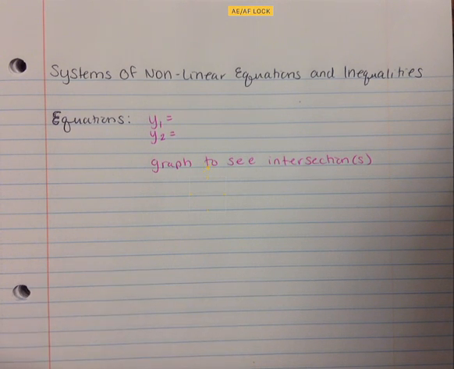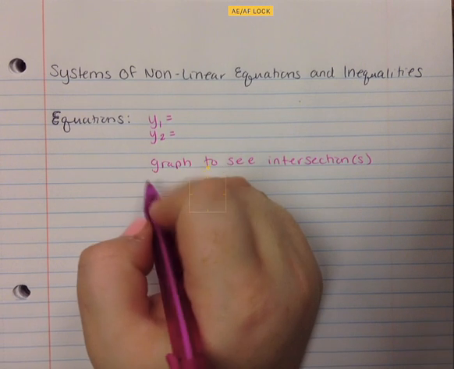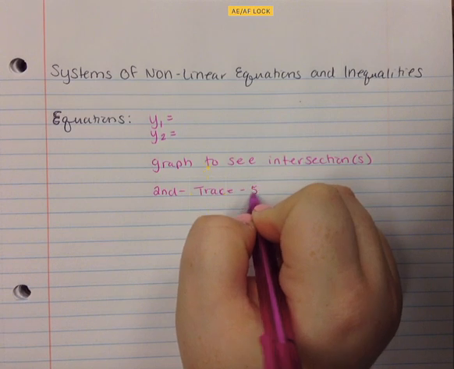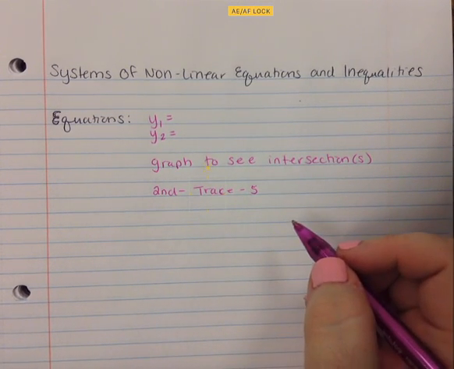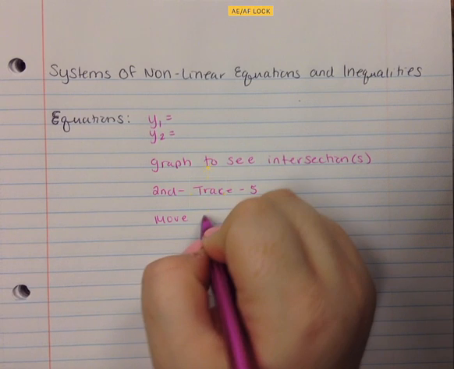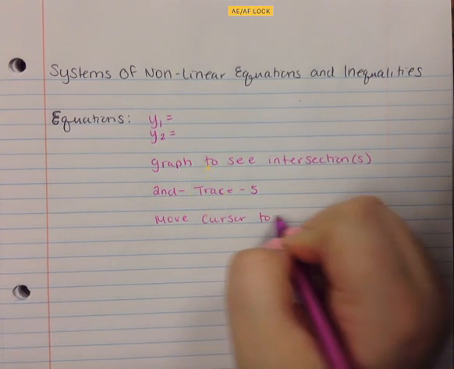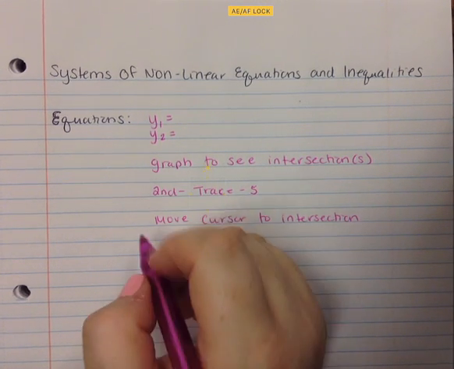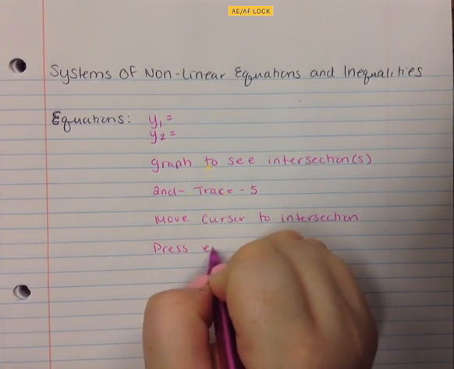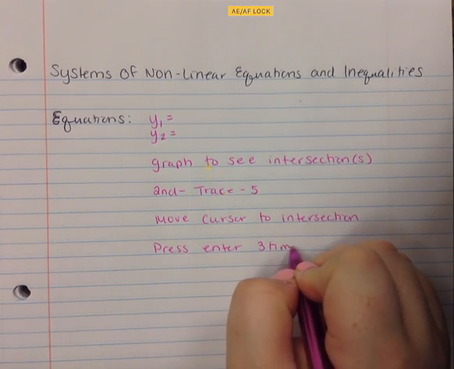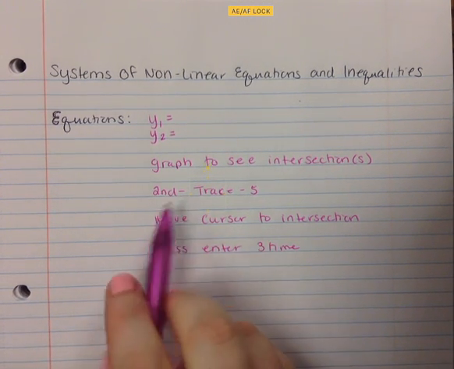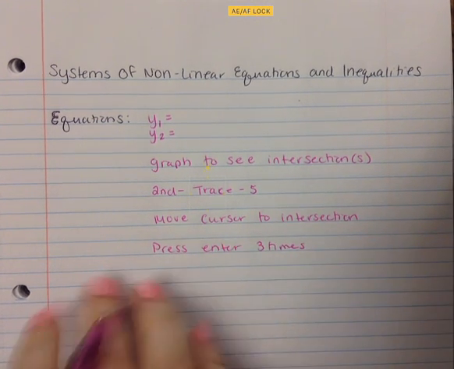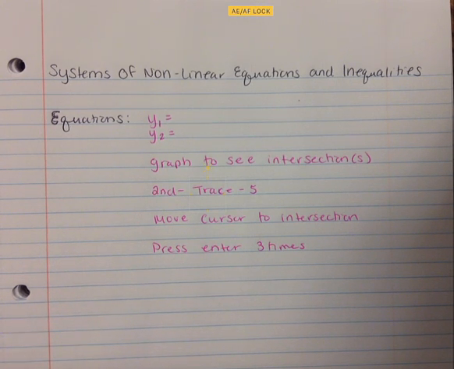Once we see how many intersections there are and where they're located, we're going to press second trace 5, which is the intersection, and then we're going to move our cursor to one of the intersections. Then once we get to the intersection, we're going to press enter 3 times. Now if there are multiple intersections, we need to go back to second trace 5, go to the other intersection, and press enter 3 times again. And we do that as many times as there are intersections.